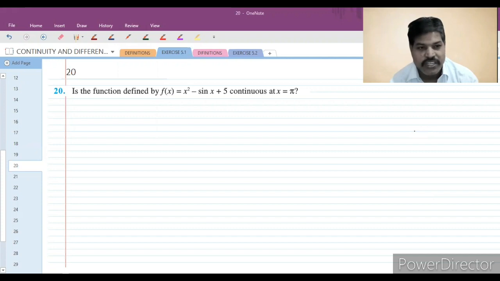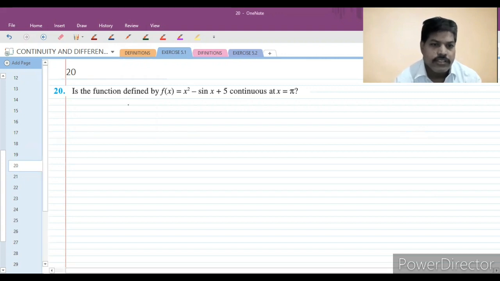See the next question, question number 20. Is the function f of x equal to x square minus sin x plus 5 continuous at x equal to pi? How to prove this question, students? First, what is the function that is given?